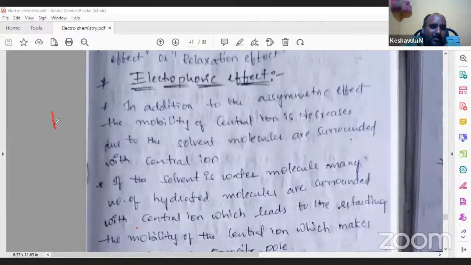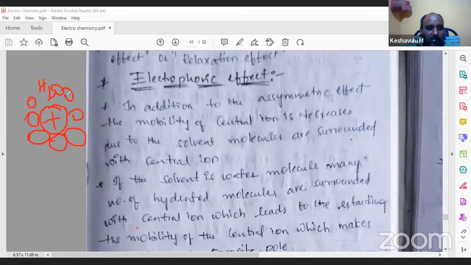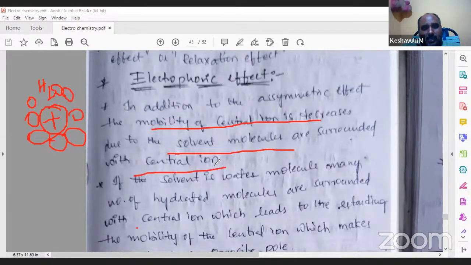For example, a central positive ion may be present in a solvent. The water molecule is a solvent, which means the ion will be surrounded with water molecules. So in addition to the asymmetric effect, the mobility of the central ion decreases due to the solvent molecules surrounding the central ion.